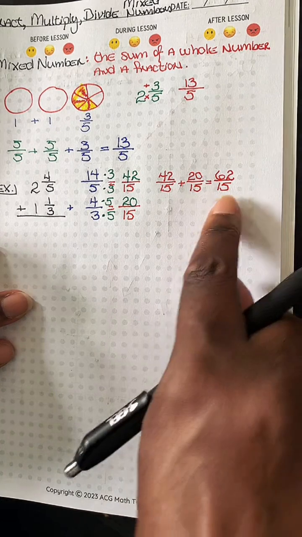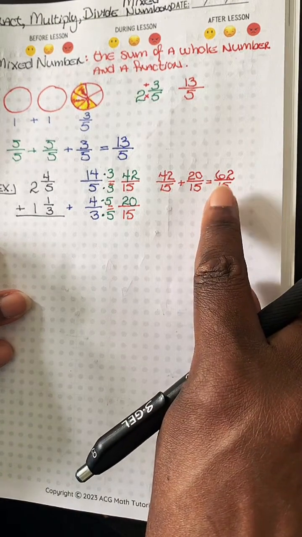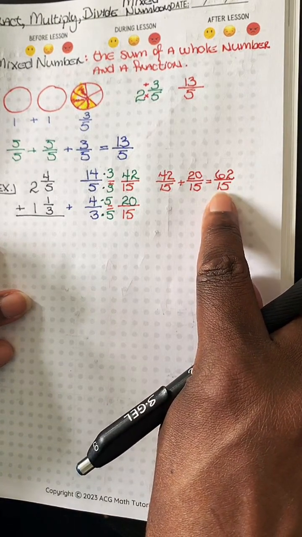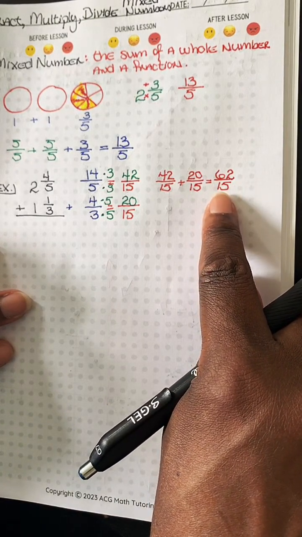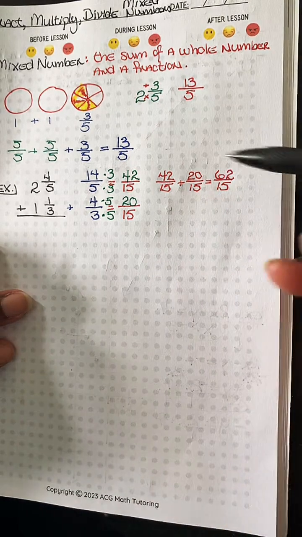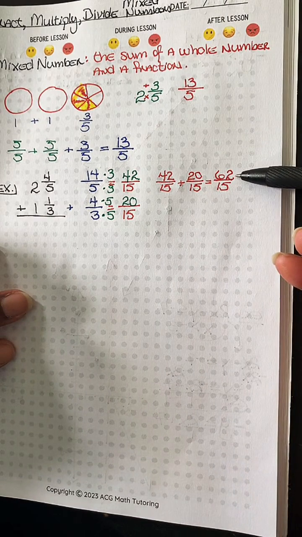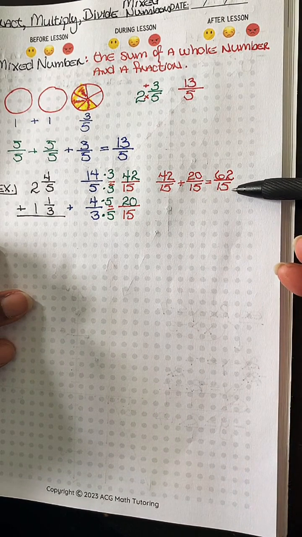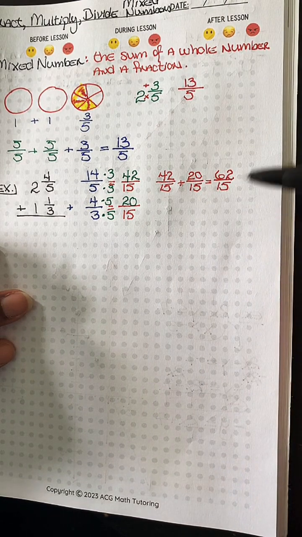Okay. So now we've got what's called an improper fraction. The reason why it's called improper, not because it doesn't have an English accent, is because my numerator is bigger than my denominator. It's like top heavy.